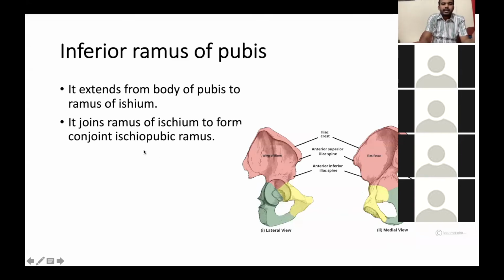So the inferior ramus of the pubis extends from the body of the pubis to the ramus of ischium. It joins the ramus of ischium to form a conjoint ischiopubic rami. This is the inferior ramus of the pubis, and this is the ramus of the ischium. Both join and form the ischiopubic ramus. Is it clear?